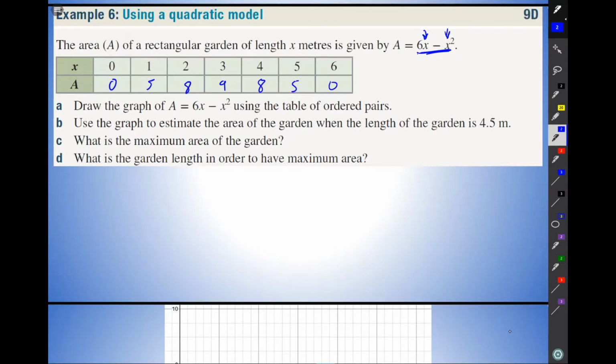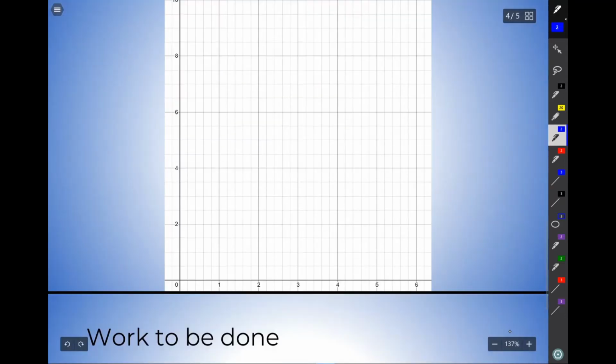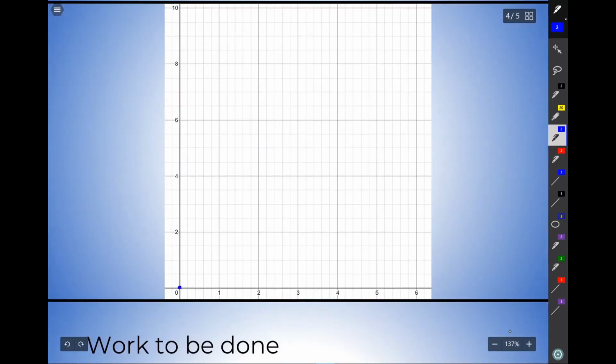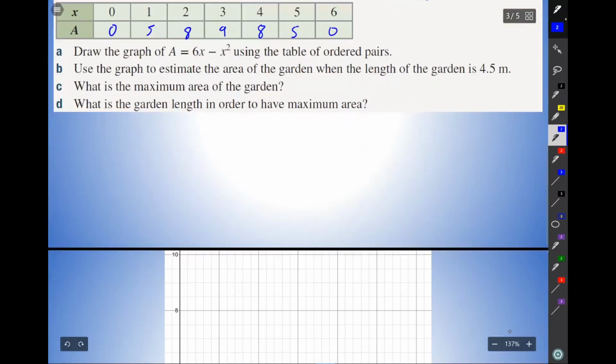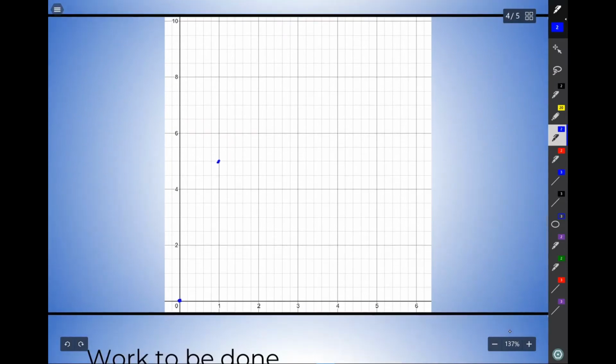And then let's plot it. So we go through 0, 0, and then it was 1, 5, and then it was 2, 8, 3, 9, and back down the other side. Let's join it up.